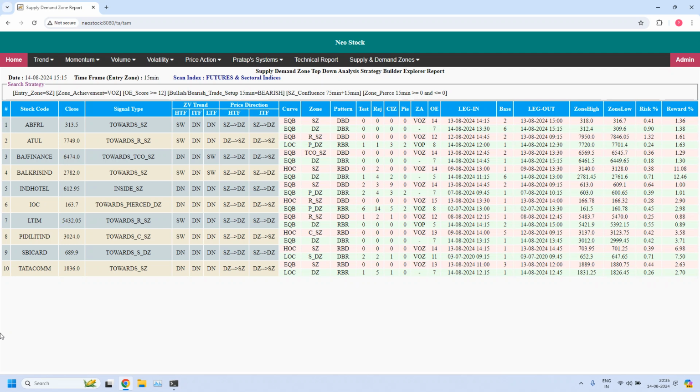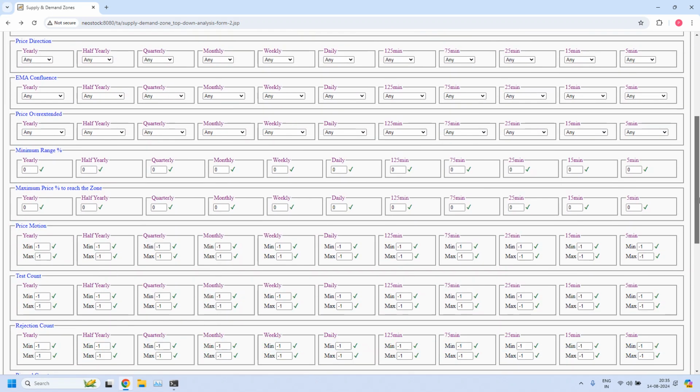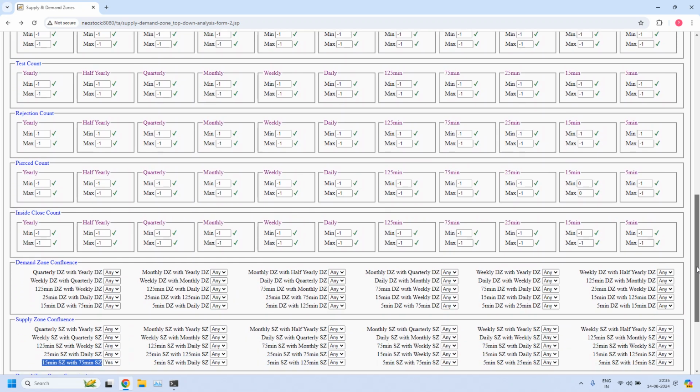So here HTF time frame is daily, that is 15 minutes, 75 minutes and daily, all the 3 confluence, supply zone confluence. So here, again already one is enabled, 15 minutes supply with 75. Now again 15 minutes supply with the daily supply zone I enabled, and also 75 minutes supply zone with the daily supply zone option also enabled.